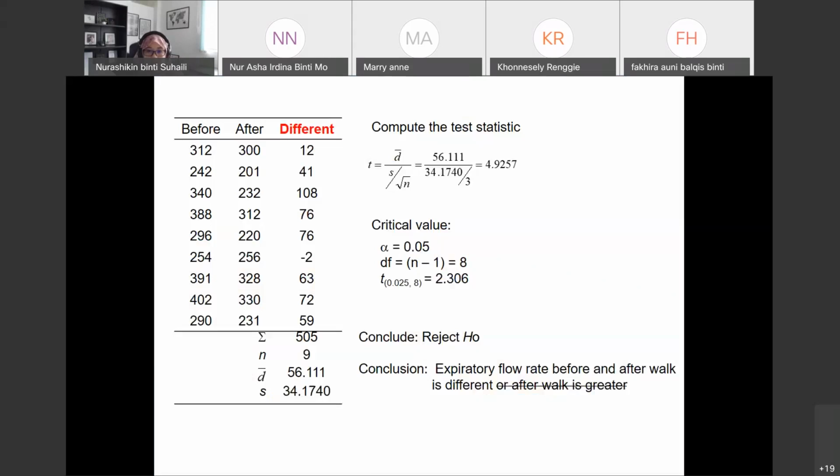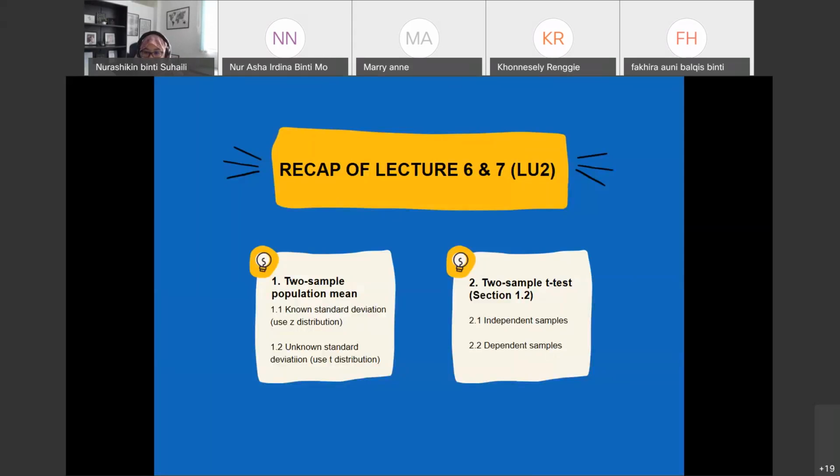Okay, so that is what lecture 6 and 7 is all about, basically. Lecture 6 is when we talk about the two samples, but when the standard deviation of the population is known, right? We use Z distribution. And then when the standard deviation of the population is unknown, we use T distribution. This one we cover in lecture 7 actually.